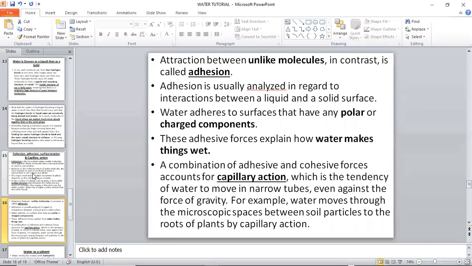Then you have capillary action or capillarity, which simply comes because of the adhesive and the cohesive forces. Capillary action is simply the tendency of water to move in narrow tubes, even against the force of gravity. For example, water can move through the microscopic spaces between soil particles to the roots of plants by capillary action.